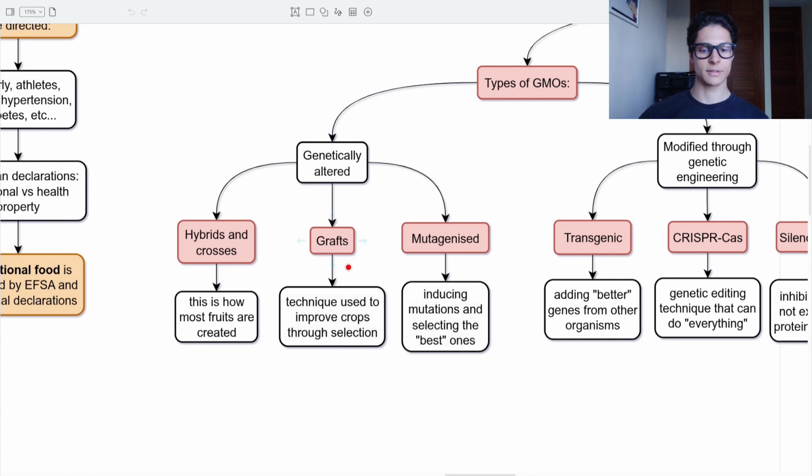We have the grafts. This is a technique used to improve crops through selection. And the mutagenized, inducing mutations and selecting the best ones. So these are very generic genetic alterations, and we have been doing them since a long time ago. Indeed, this can happen naturally, whereas mutagenized ones were introduced in the 50s.